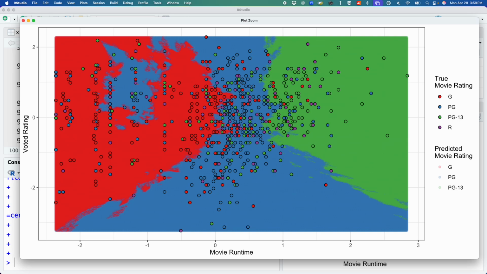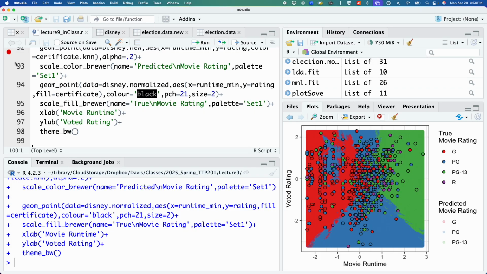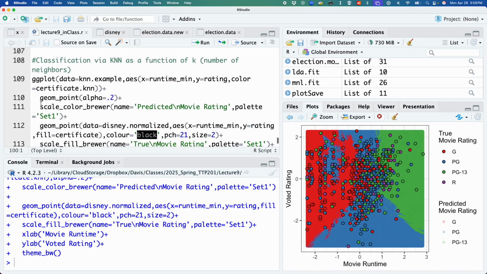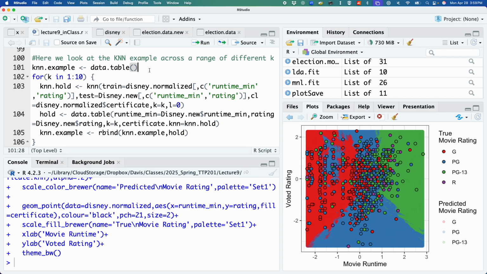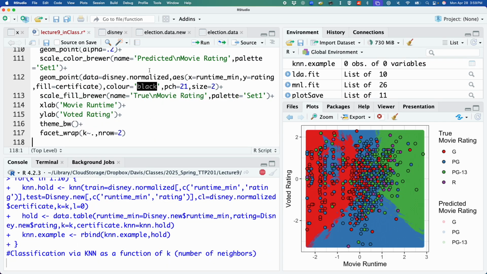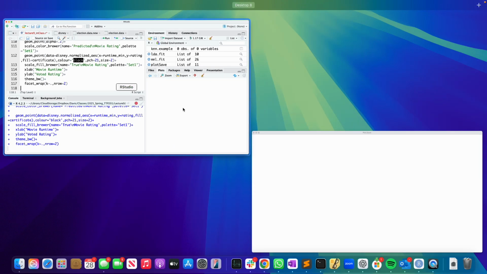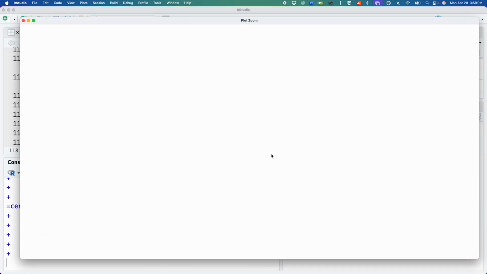And I have one last thing. Instead of choosing the optimal one, I can look across a different range of Ks and see how the predictions change. There's a bunch of these, so it takes slightly longer.